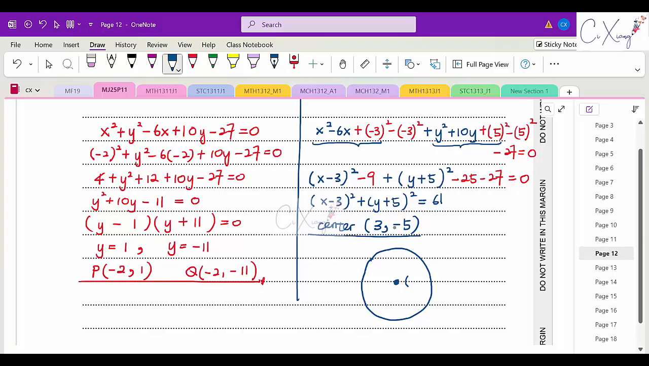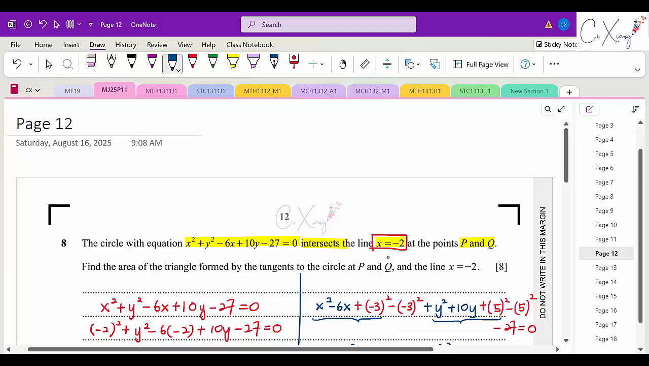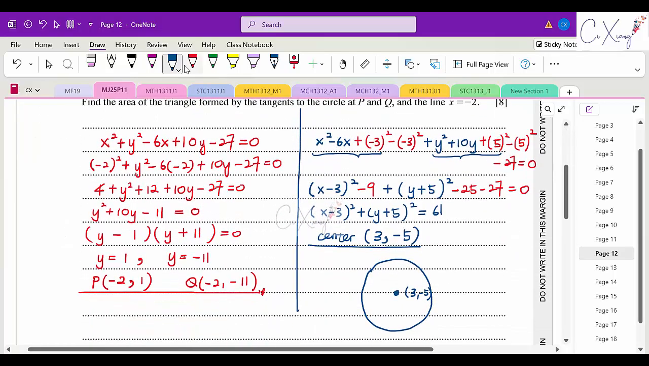If let's say this is a 3 and negative 5, when I want to draw the line x equals to negative 2, it should be somewhere here. It should be before. Okay, so this line is x equals to negative 2, because the center is x equals to 3 and negative 5, right? So I assume that the negative 2 is somewhere here, which also means that you are having the intersection point here. Okay, so you can label it now. Just now you label P as negative 2 and 1, Q is negative 2 and negative 11, right? So the lower point here will be the Q, the upper point here will be the P.